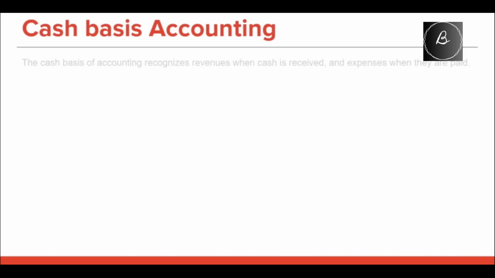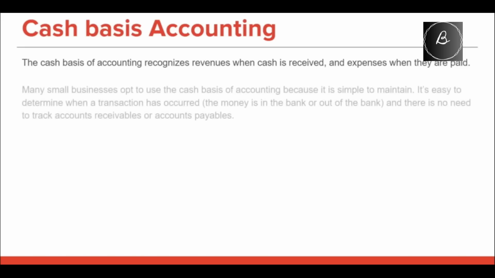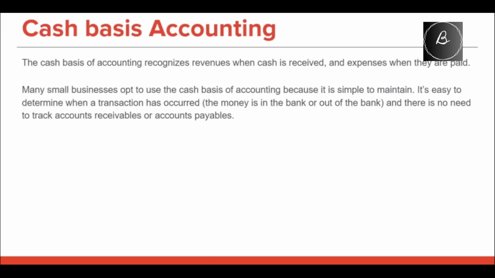Cash basis accounting. The cash basis of accounting recognizes revenues when cash is received and expenses when they are paid. Many small businesses opt to use the cash basis of accounting because it is simple to maintain. It's easy to determine when a transaction has occurred, the money is in the bank or out of the bank, and there is no need to track accounts receivables or accounts payables.